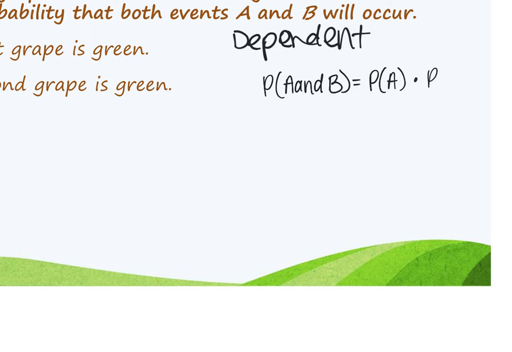The probability of B given A happened. Remember, this is the formula that we use for dependent events. If they were independent, and they did not affect each other, it would just be the probability of A times the probability of B. But do you agree, since they do affect each other, we have to use the probability of B given that A already happened? That's what that line means, and that's what the A means after the B. Do we understand that?